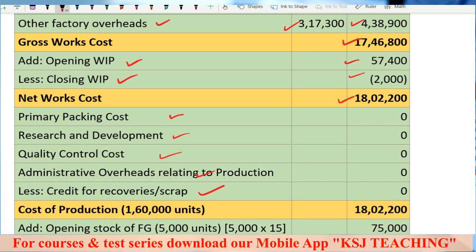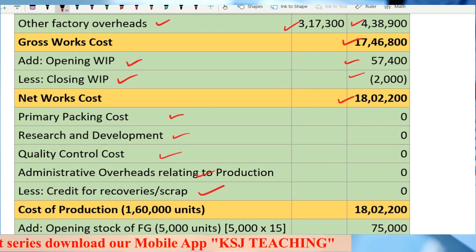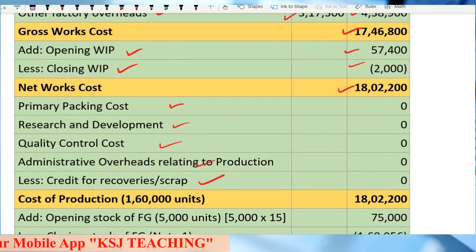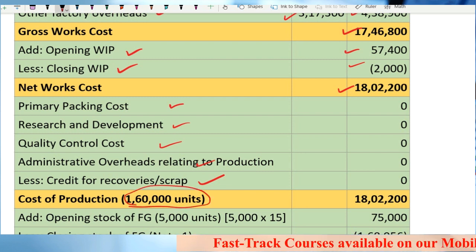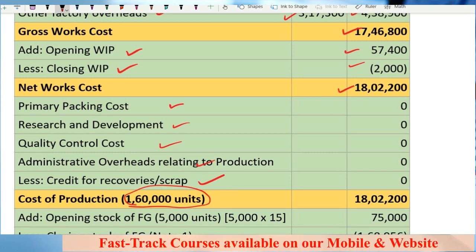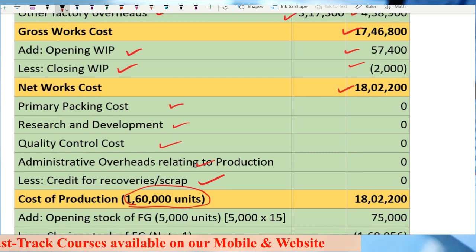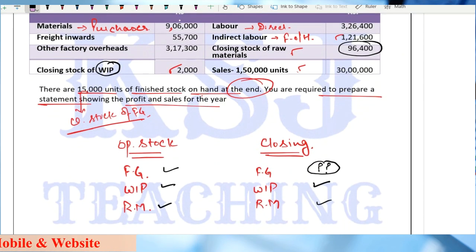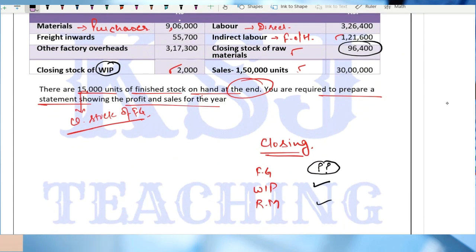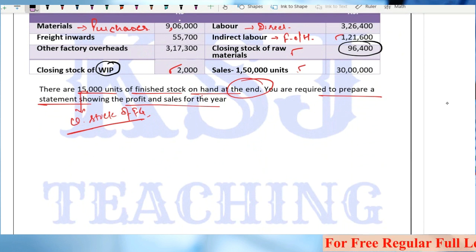What I have done is I have prepared the whole format basically. Now, cost of production is 18,02,200. Now, my point is here, I have written 1,60,000 units. Sir, how is this 1,60,000 units? What I am saying is, listen to it very carefully now. I'll be removing this. It was just for explaining to you what this question requires.